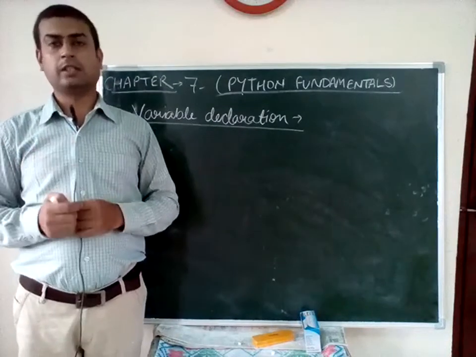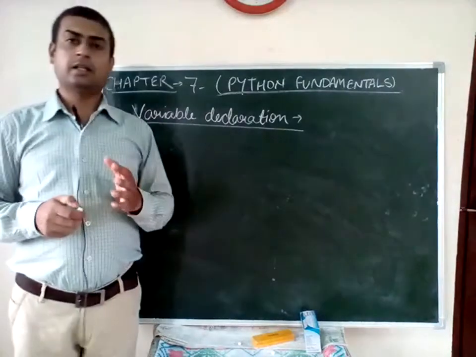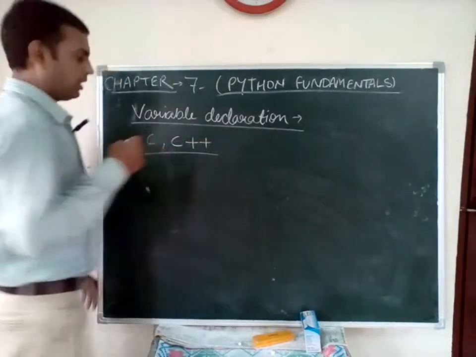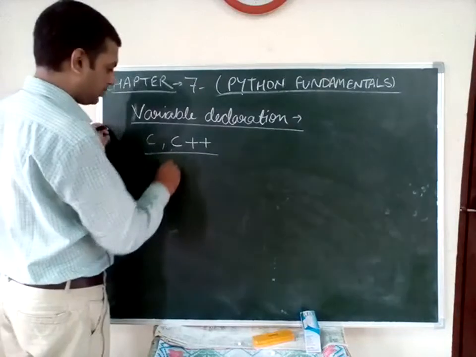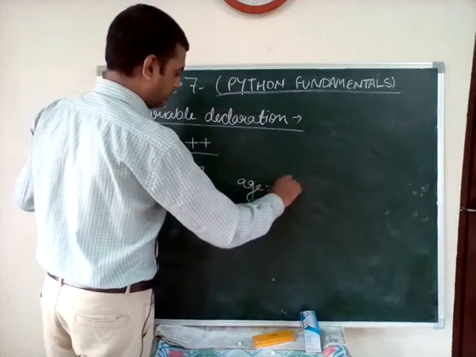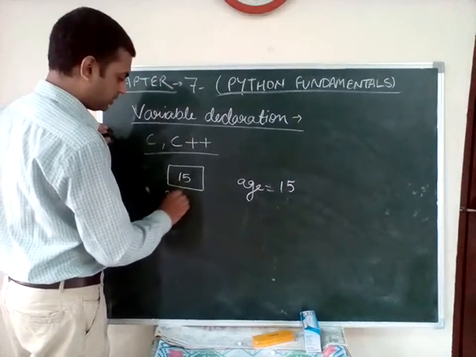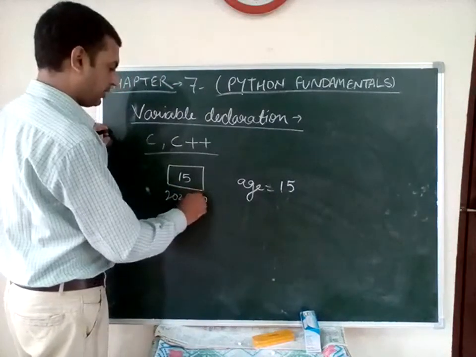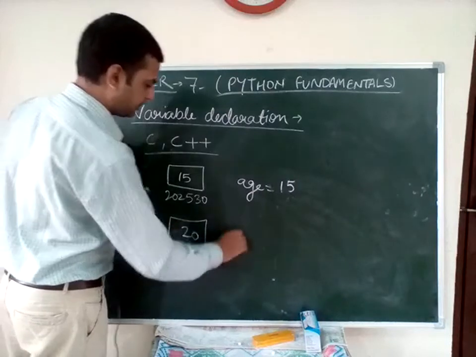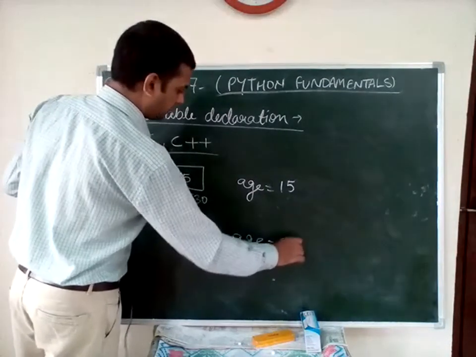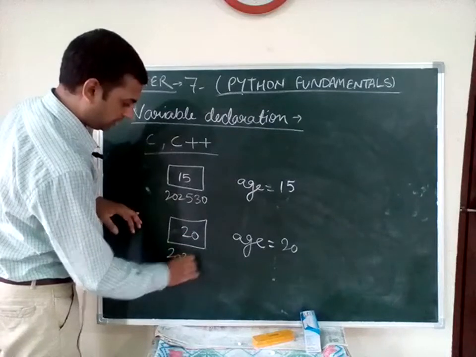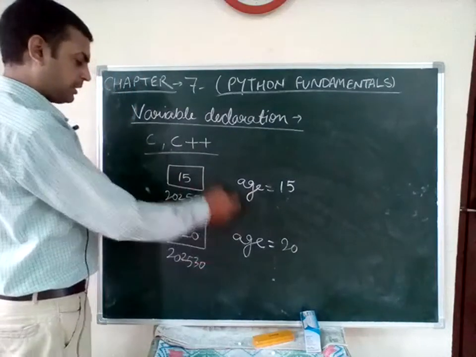and it will be the indentation for the Python programming language. Now, while declaring a variable in C and C++, it will always allocate new memory. For example, if you write age is equal to 15, its memory location is 202530. Now if you update the value to 20, then again it will update the same location, 202530. It will update the same memory location.